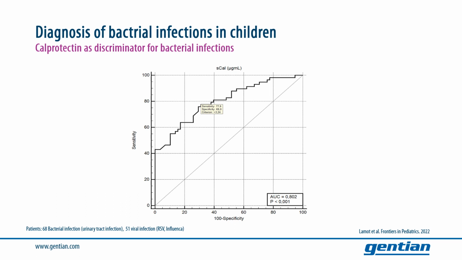And finally, this very recent study confirmed the diagnostic performance in young children under the age of 3 years, where serum calprotectin could differentiate between bacterial infections and viral infections. They conclude that also in this age group, calprotectin can give substantial added value in the early management of a child with fever as an accurate biomarker in distinction between bacterial and viral infection.